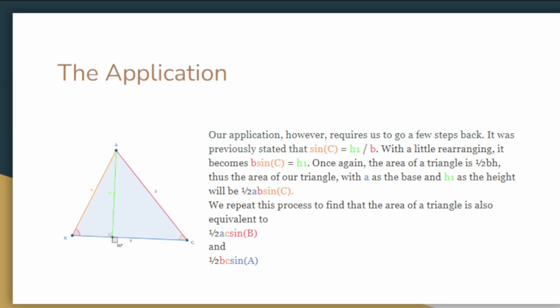We repeat this process to find that the area of a triangle is also equivalent to 1/2 times side A times side C times the sine of angle B, as well as 1/2 times side B times side C times the sine of angle A.